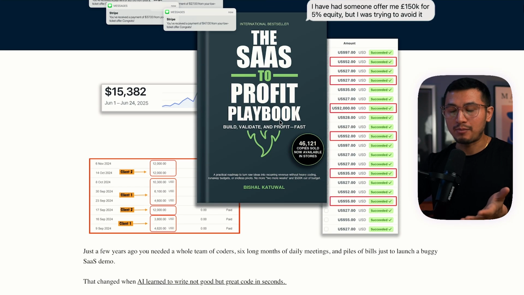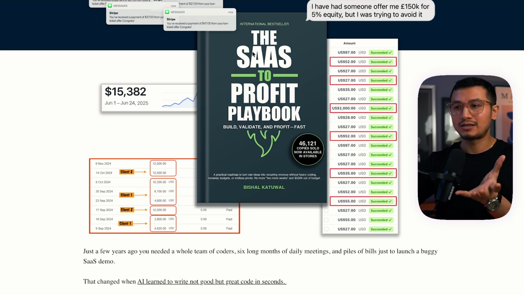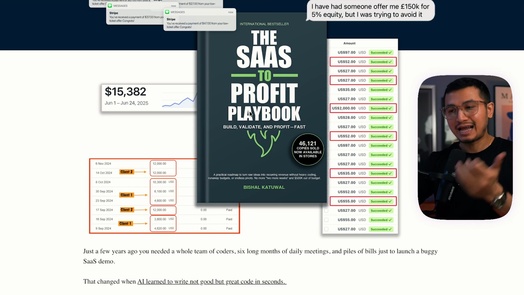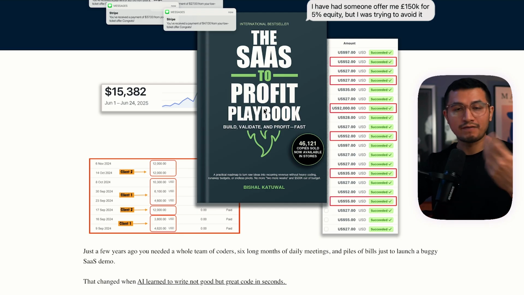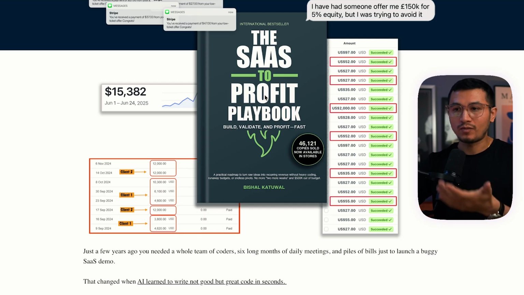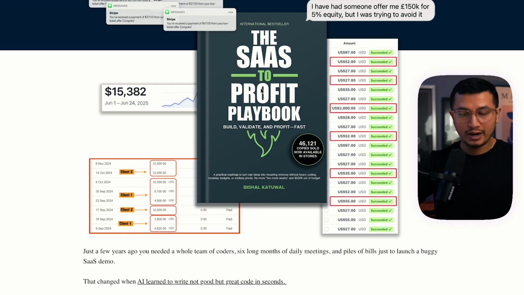SaaS to profit playbook. And this one, you can talk about a problem because the book itself says SaaS to profit. So it's kind of self-explanatory. You don't have to talk about why this is different. This is different because you're using the SaaS to profit. You're not doing trading. You're not doing drop shipping. You're not doing agencies. You're doing SaaS. So it's kind of right up there.